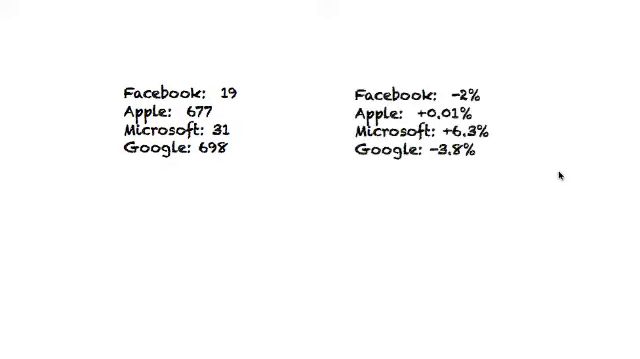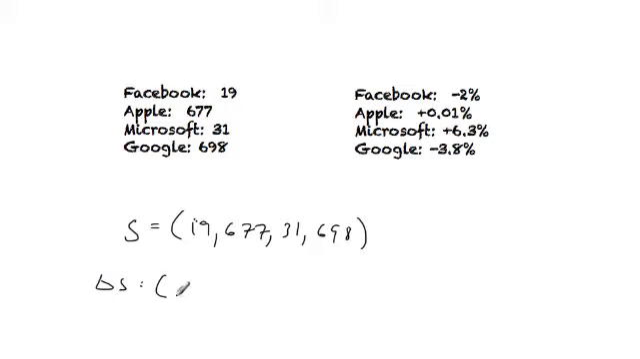But what if on a different day we had this information? Instead of learning how much the stock price changed, we might learn how much the stock price changed in a percent. Right, so in this case, we wouldn't want to necessarily add 19 or take away 2% from 19. We would, but first we'd have to figure out what 2% of 19 is, and by doing that, to multiply. So then we come into the question, we have our list S, 19, 677, 31, and 698, and then we have our change in S, minus 0.02, plus 0.0001, 0.063.